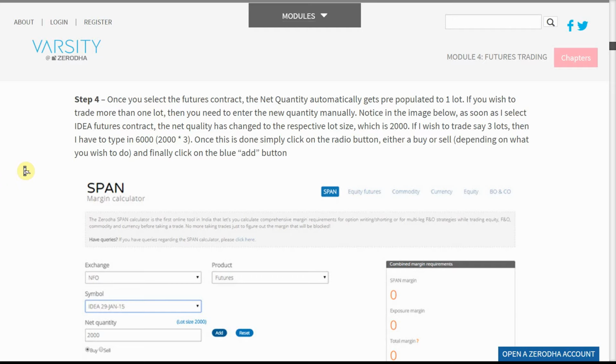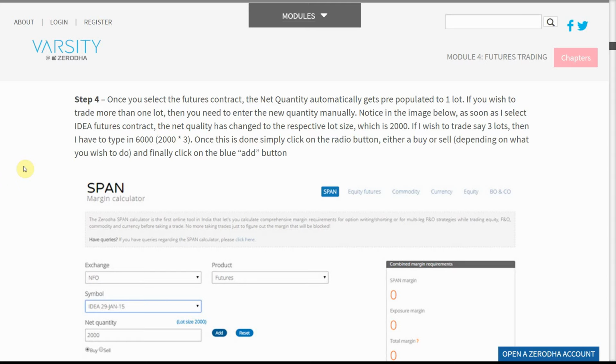Once this is done, simply click on the radio button, either buy or sell, depending on what you wish to do, and finally click on the blue Add button. Once you instruct the span calculator to add the margins, it will do the same and it will give you the split up between the span, exposure, and the total initial margin. This is as shown below, highlighted in the red box.